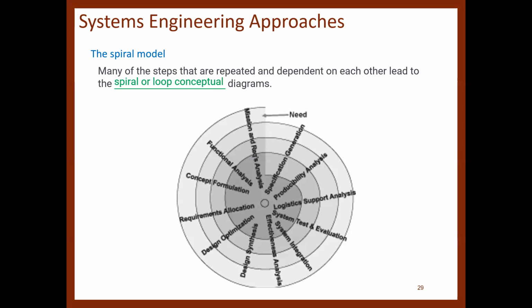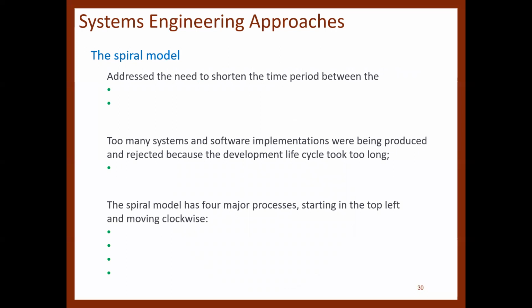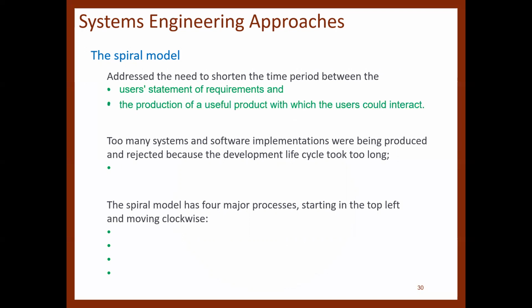This spiral model addresses the need to shorten the time period between the user statement of requirements and the production of a useful product with which the users could interact. Too many system and software implementations were being produced and rejected because the development life cycle took too long. Valid requirements at the beginning of the cycle were no longer valid at the time of the delivery. And that's one of the things that we try to avoid.